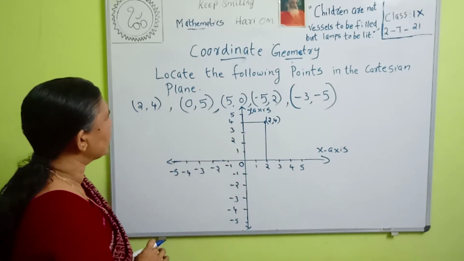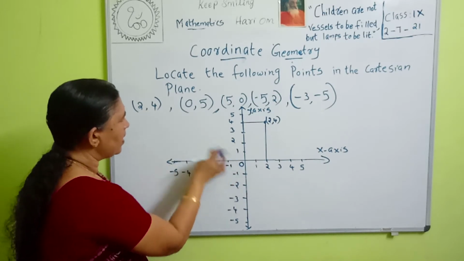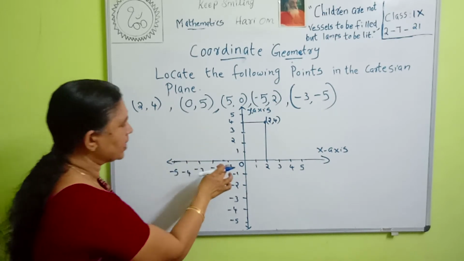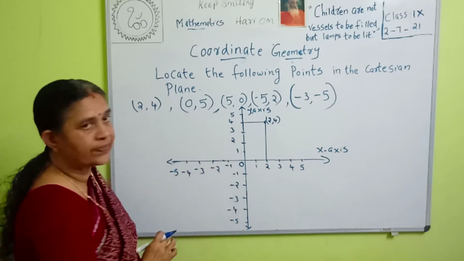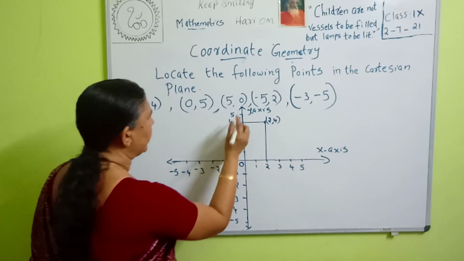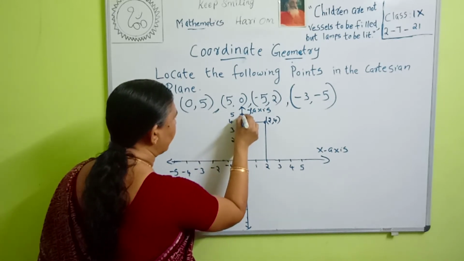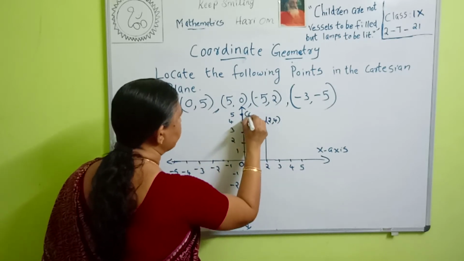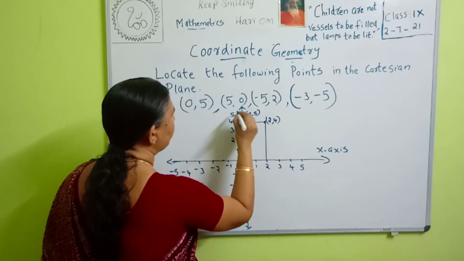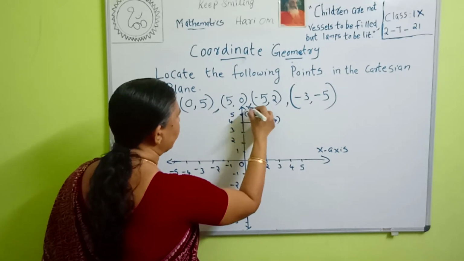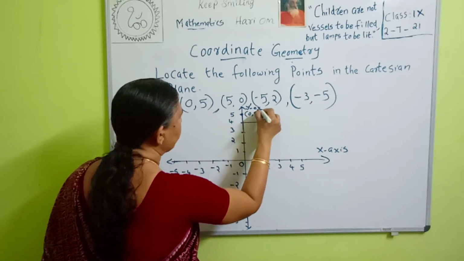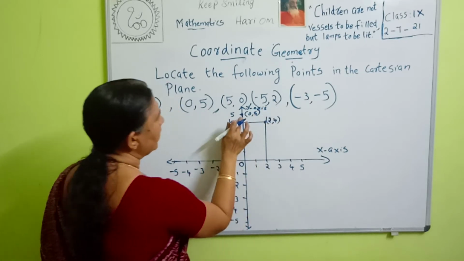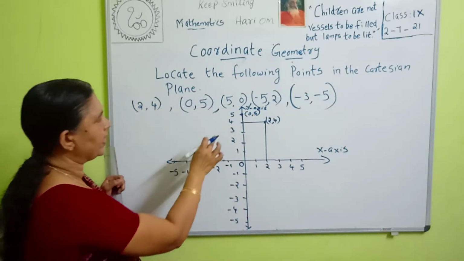The next one, (0, 5). In (0, 5), the first one is the x coordinate. So x coordinate is 0 and y coordinate is 5. Where do you mark it? This is the point. Here the x coordinate is 0 and y coordinate is 5. This is the y-axis.